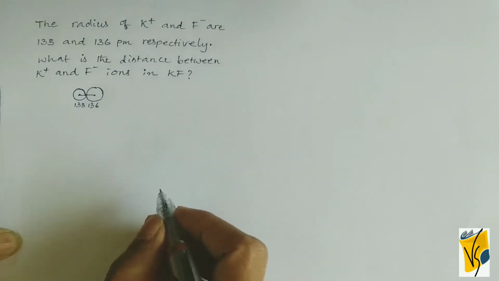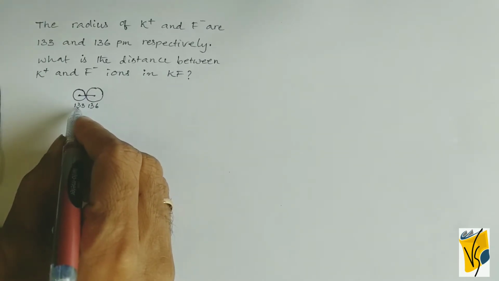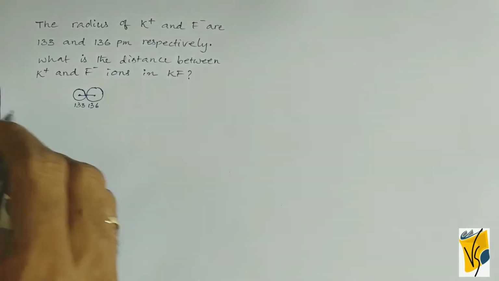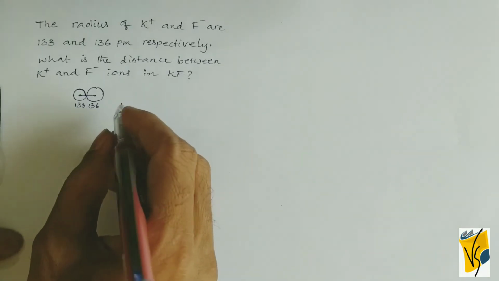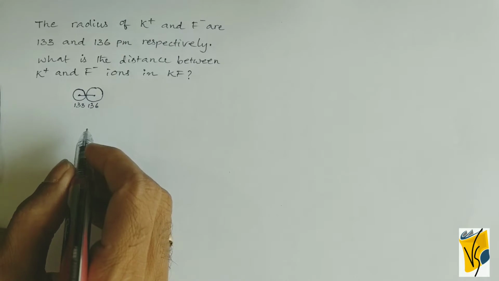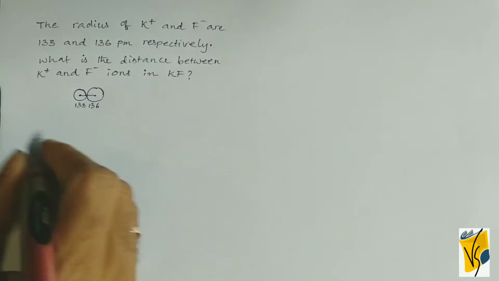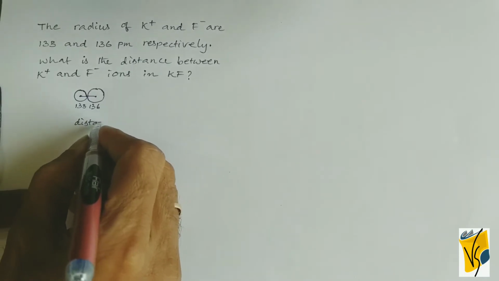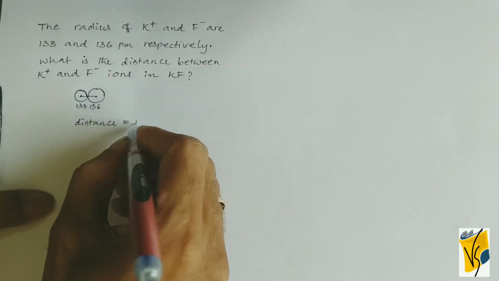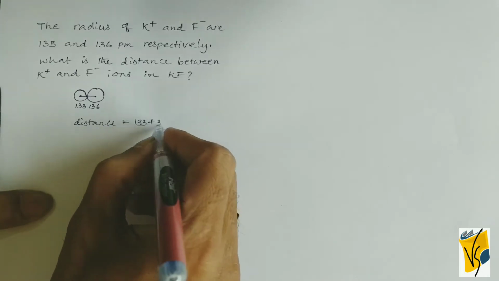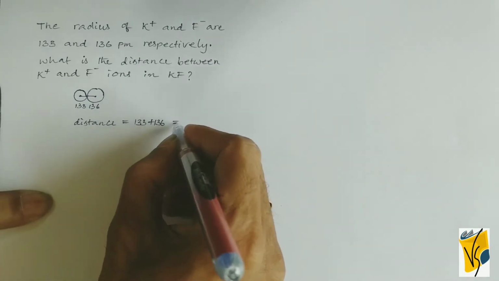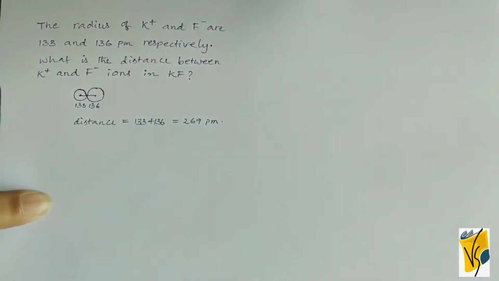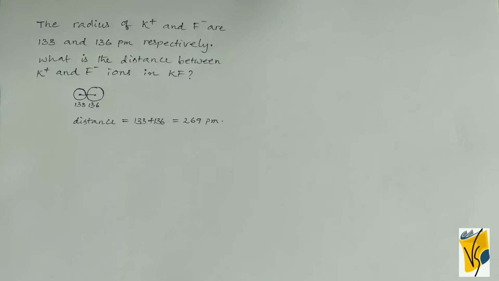So now what is the internuclear distance? This plus this, 133 plus 136. Okay, that is the internuclear distance, and that is nothing but the distance between ions. So what is the distance now? Distance is equal to 133 plus 136, that is equal to 269 picometers. So this is a very simple problem. Next problem.